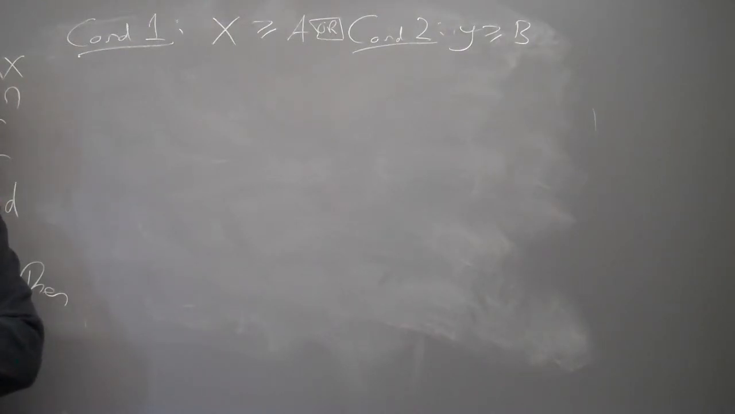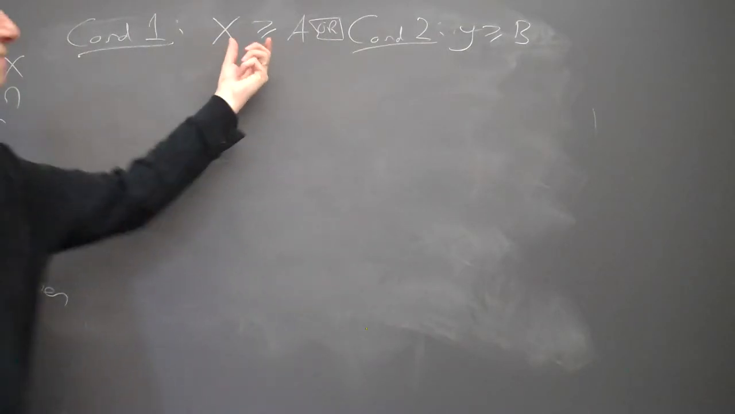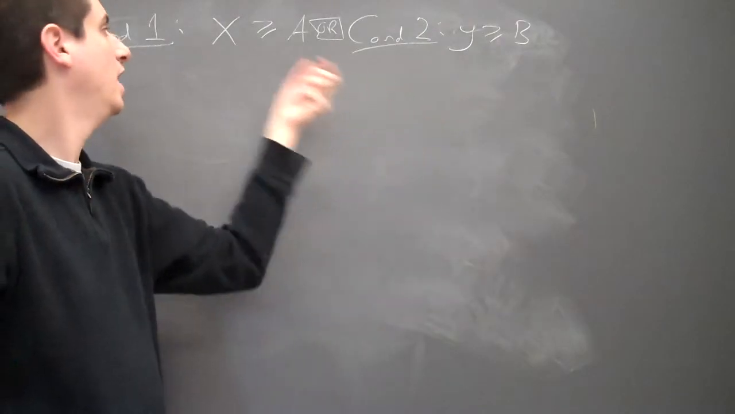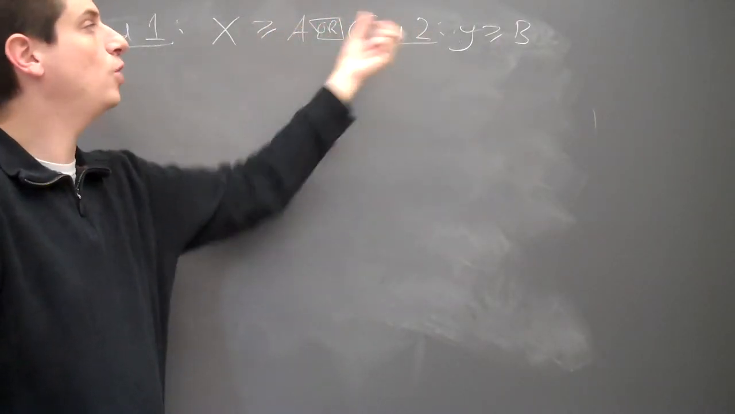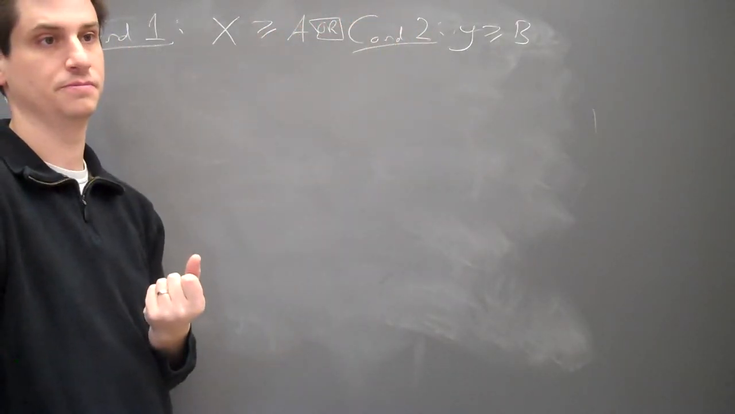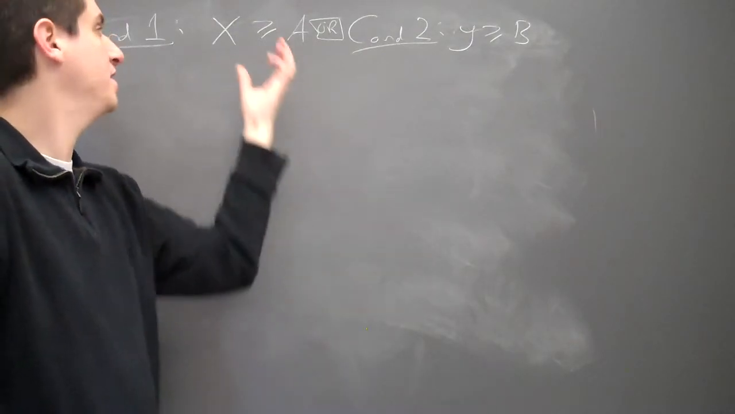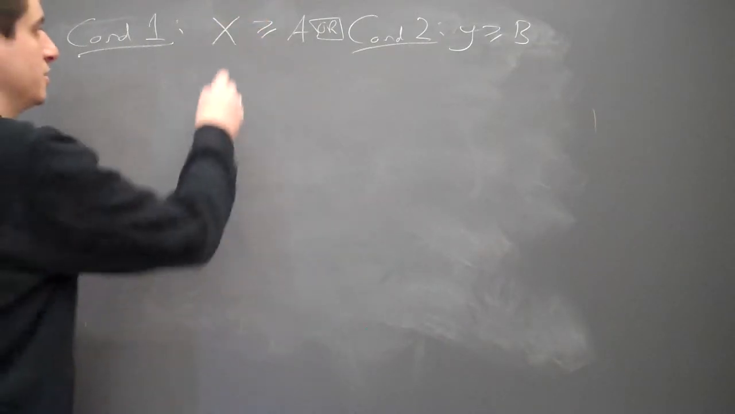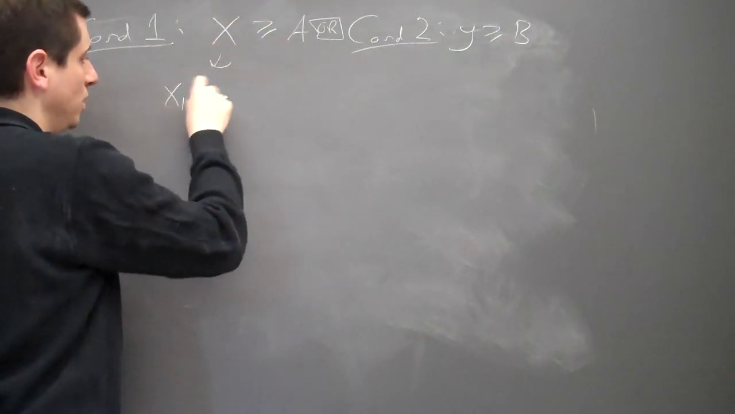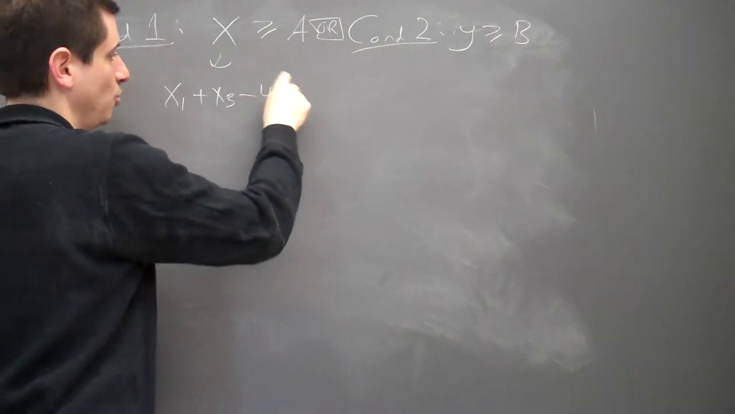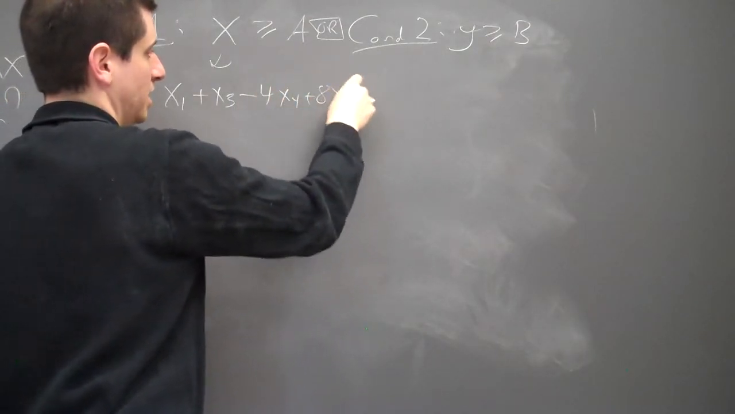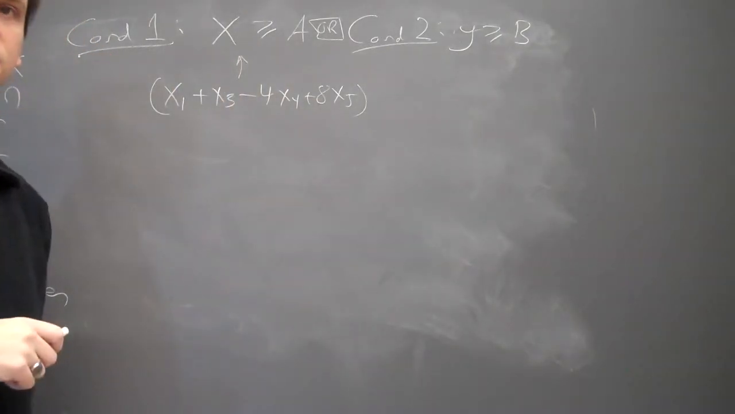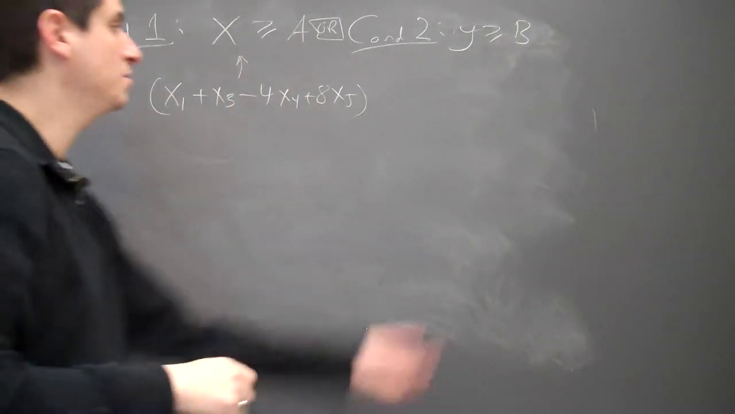Wait, can you clarify what you're doing again? I didn't understand. Sure. I have some expression involving x, some expression involving y. I want x to be greater than or equal to a, or I want y to be greater than or equal to b. And think of x as some linear combination of random variables. So some linear combination of things. Maybe it's x1 plus x3 minus 4 x4 plus 8 x5. I'll just call that whole thing x. Some long expression. And I have a similar expression over here.